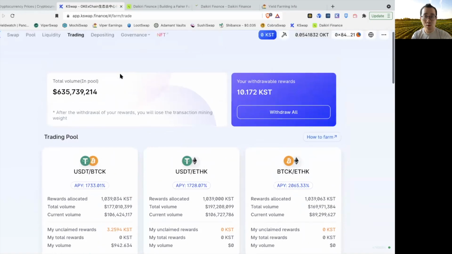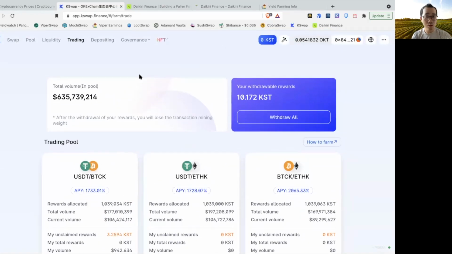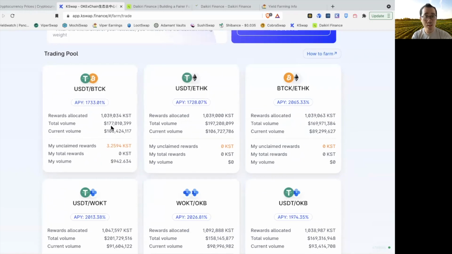This is a bit more complicated. We see that you earn rewards based on the trading volume that you make. So let's say if you switch back and forth between USDT and Bitcoin 10 times with $100, your volume becomes $1,000 and you're earning APY on that larger amount. So this allows you to actually ratchet up the amount of capital that is earning yield in this trading pool.